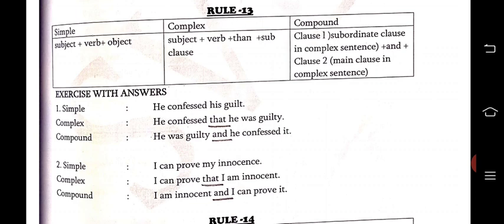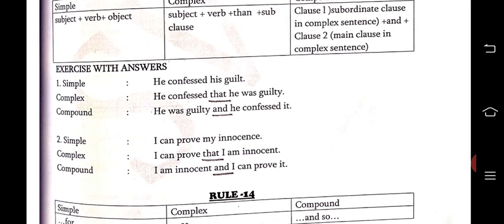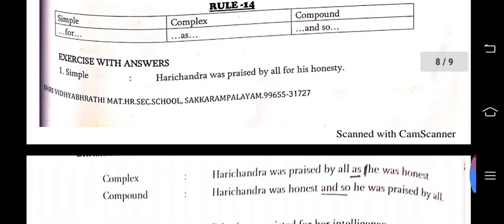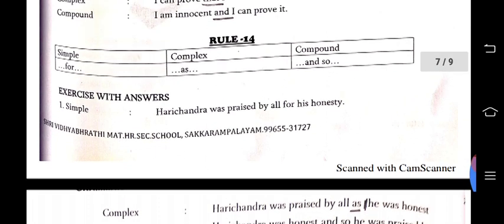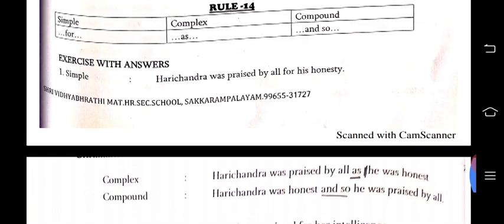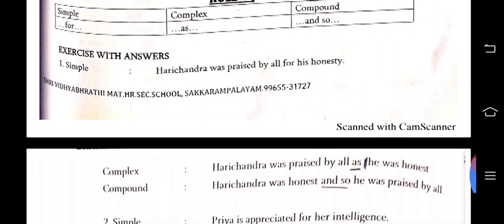And then for compound sentences, I am innocent and I can prove it. Okay. And then see another example, rule 14. Harichandra was praised by all for his honesty. Okay, and then writing complex, Harichandra was praised by all as he was honest.